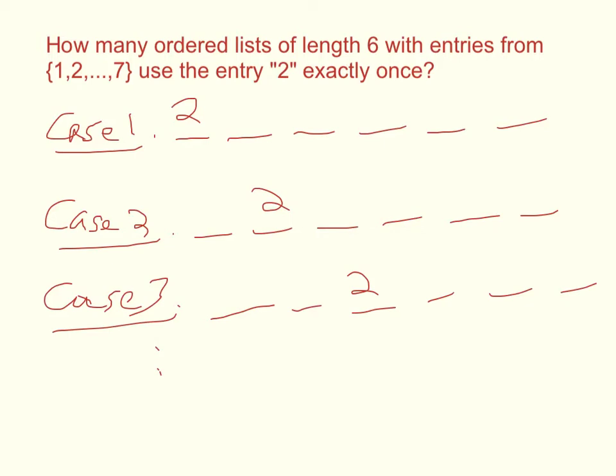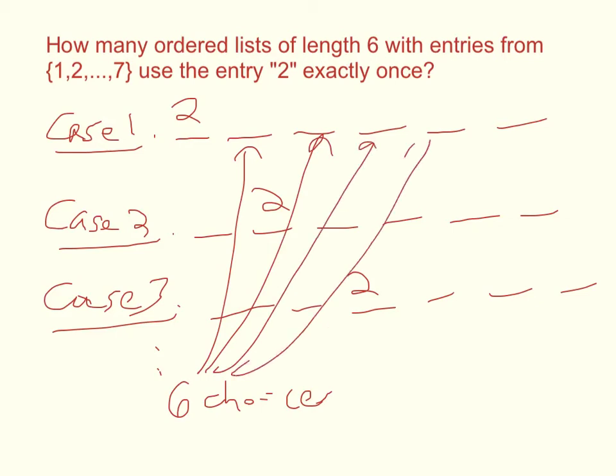So to count that, I just think about how many options I have for each blank. I have 6 choices for each blank because I can use anything but a 2. Remember, I have the numbers 1 through 7 available in this problem. So I have 6 choices in the second blank, 6 choices in the third blank, 4th, 5th, and 6th. So the total number of options that I'm counting in case 1 is 6 times 6 times 6.